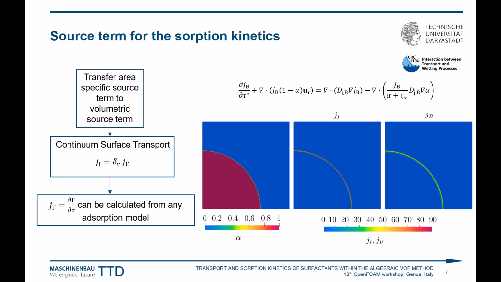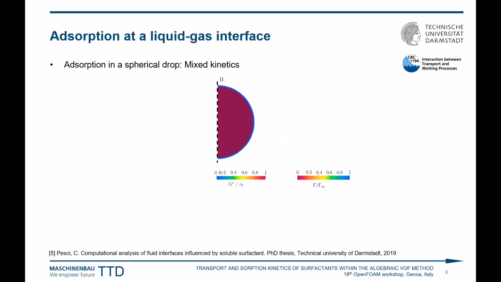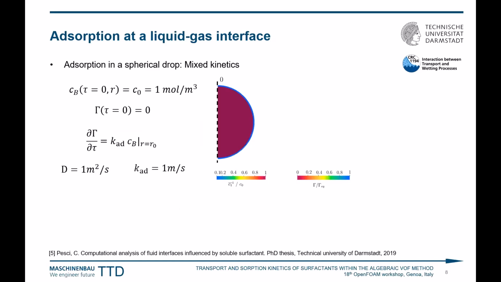This is basically the methodology where we have two fields and they are coupled using the adsorption and desorption. Now, coming to the validation of this, consider an axisymmetric case where we have a spherical drop, and this maroon color is where the bulk concentration is constant at the initial time. And then at the interface, you have zero surface excess concentration. But with time, according to the adsorption kinetics that I have shown here, this term dou gamma by dou t is basically the source term per surface area.